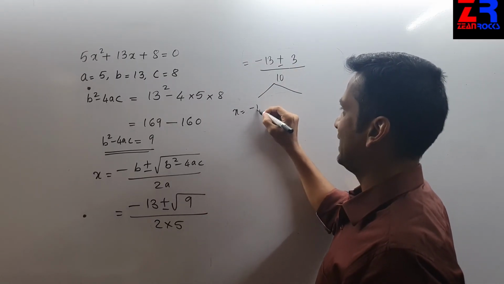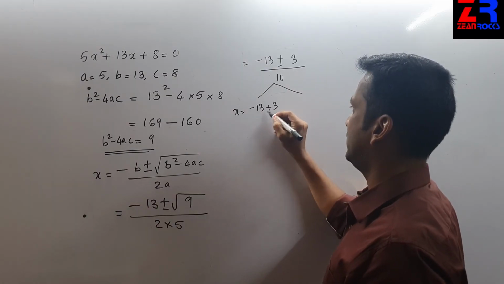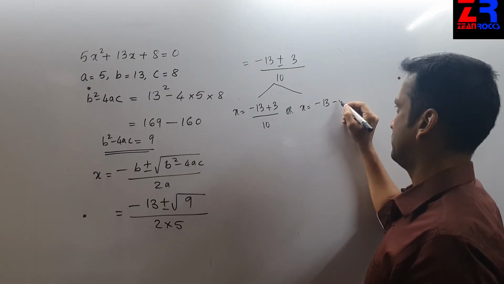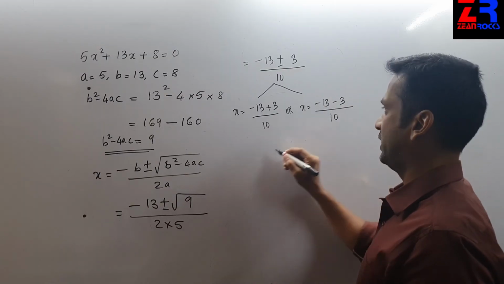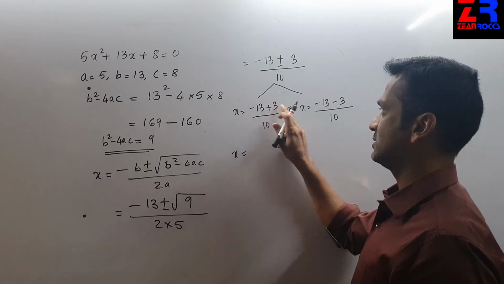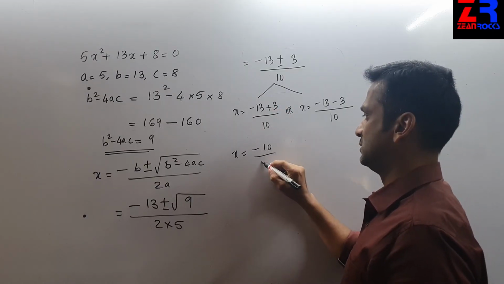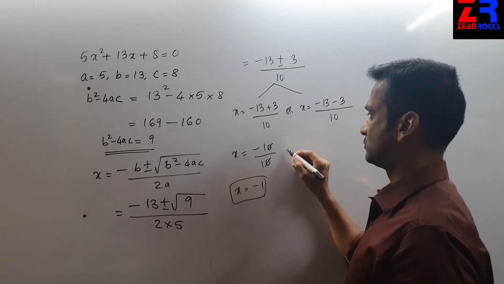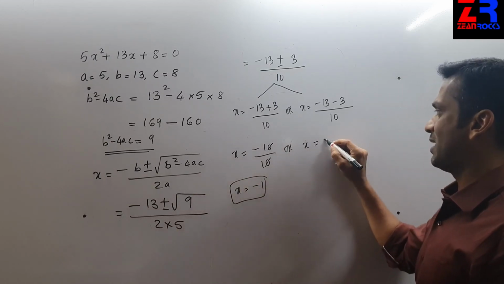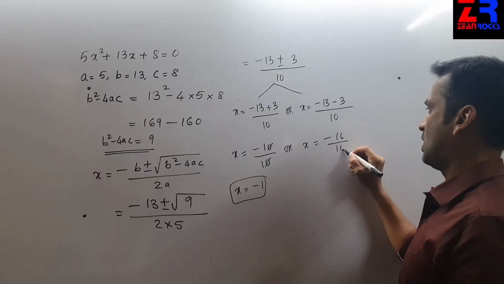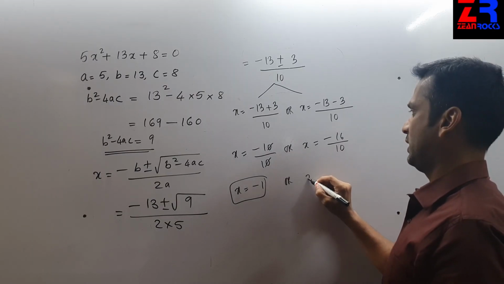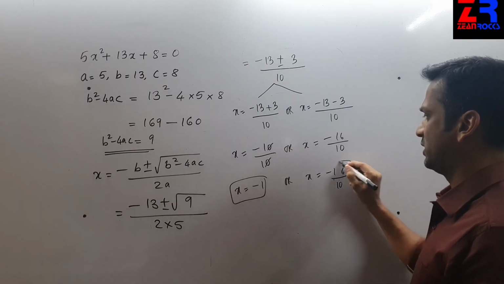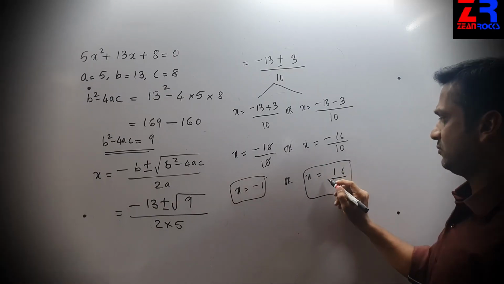x is equal to minus 13 plus 3 upon 10, or x is equal to minus 13 minus 3 upon 10. Minus 13 plus 3 is minus 10 upon 10. Therefore, x is equal to minus 1, or x is equal to minus 16 upon 10. x is equal to minus 1.6, or you can keep it as minus 16 upon 10. The minus sign will be in the middle.